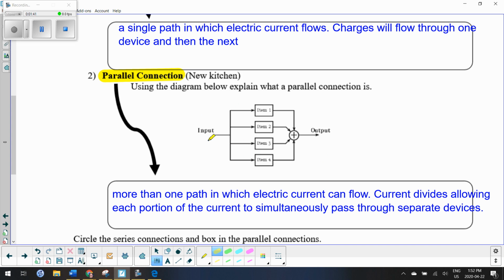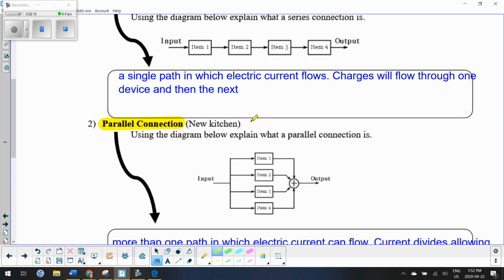As you can see in this diagram, the input is where your electricity is coming from, where your current is supplied. The current is able to flow through multiple paths to get to the different devices or items within your circuit. This might be a toaster, your fridge, the stove, and your dishwasher.